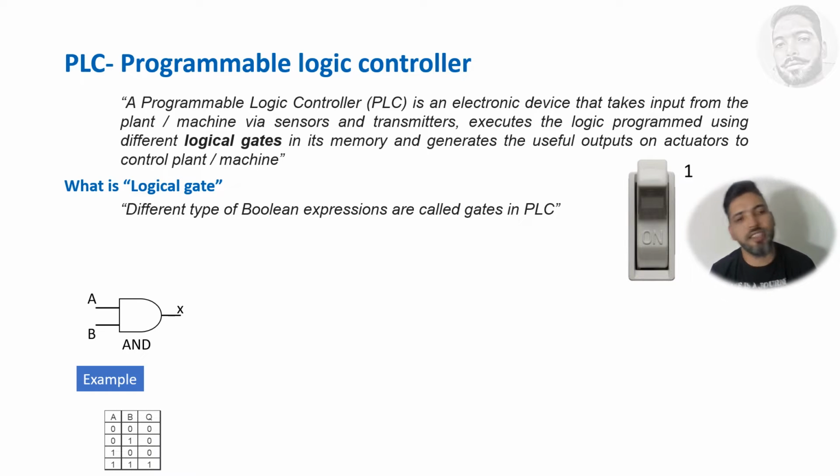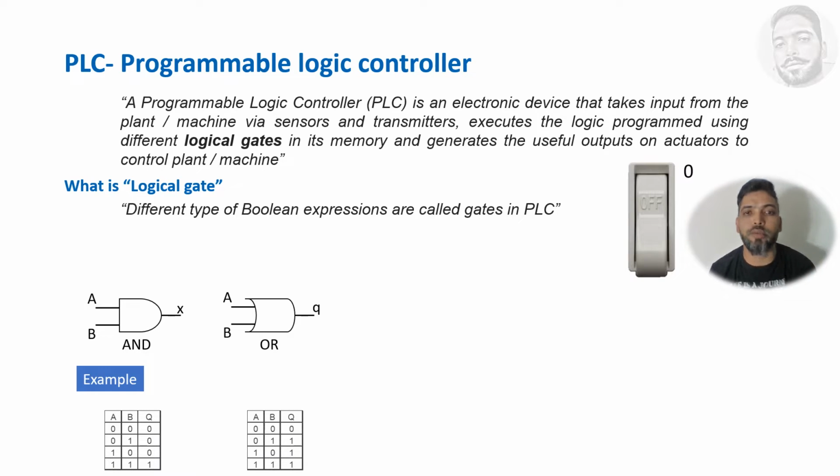OR gate, a similar example. If I have two breakers A and B, and any of the breakers is closed, then also I can do my next operation. In that case, 0 0 is 0, otherwise 0 1 is okay, 1 0 is okay. Both breakers closed is also fine for me. That is called an OR gate.